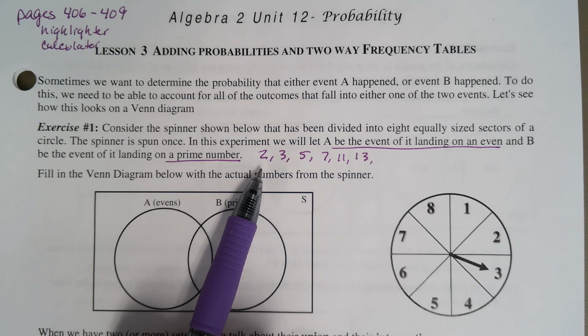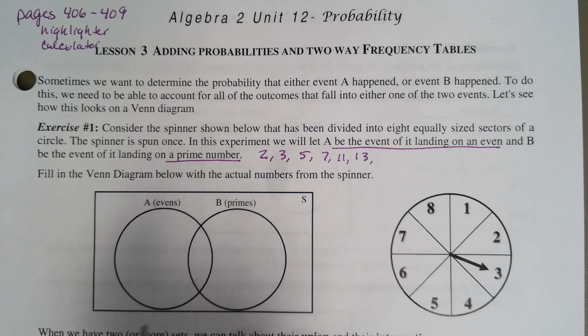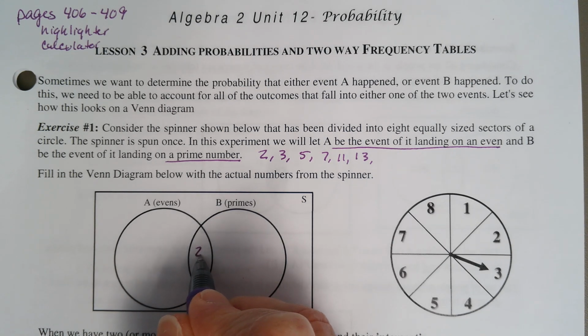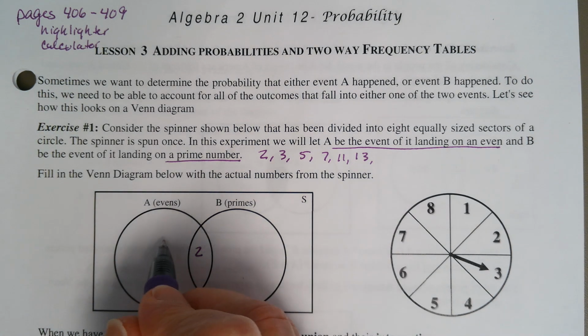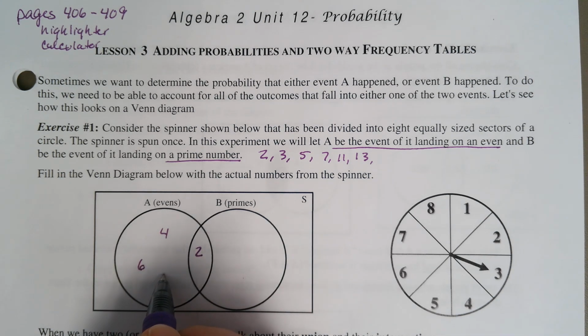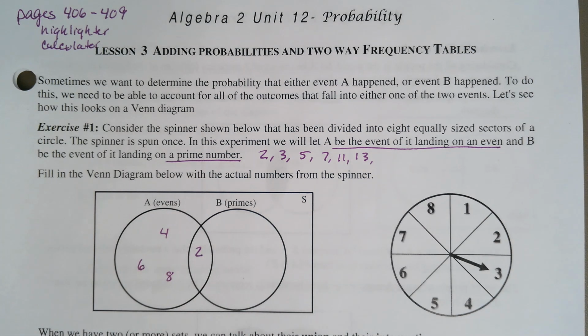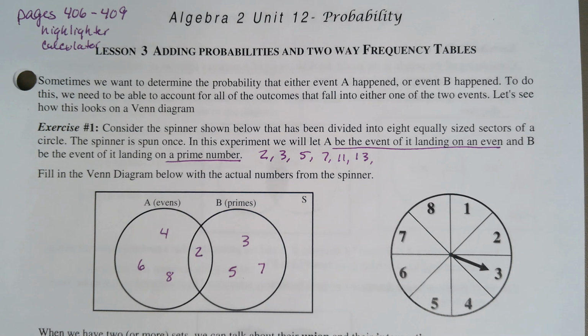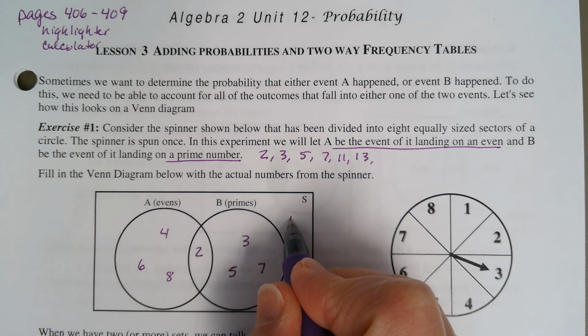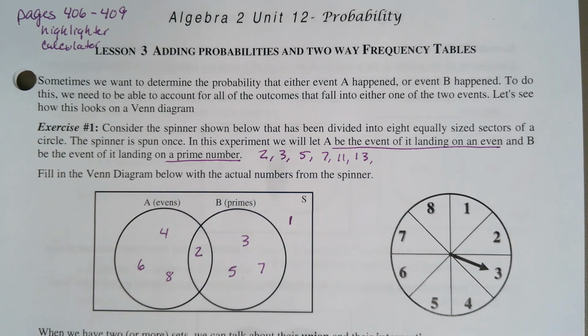Well, our first even, 2, is also prime, so that would go in this overlap section, because it's contained in both set A and set B. 4, 6, and 8 finish out set A. Primes, we have our 2, and then 3, 5, and 7. So that leaves us with 1, which is neither even nor prime, so that goes on the outside.